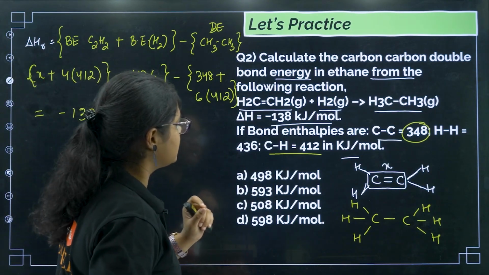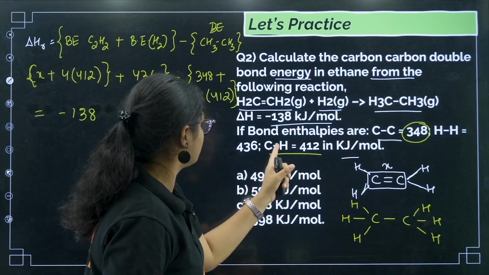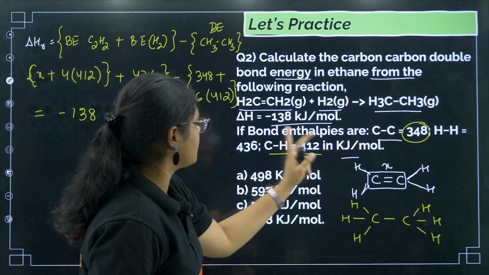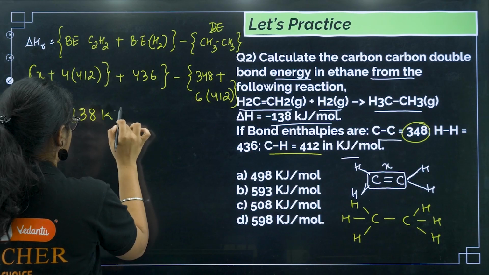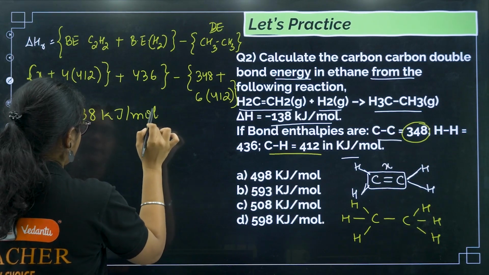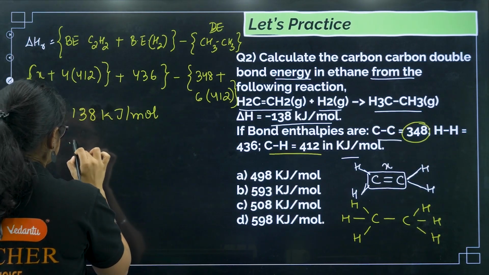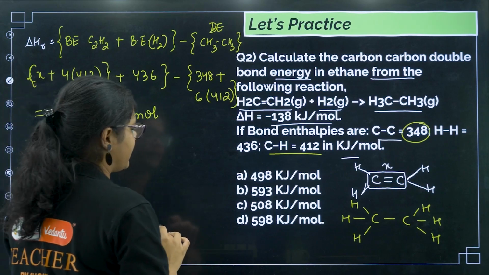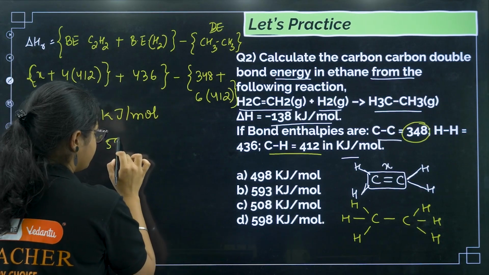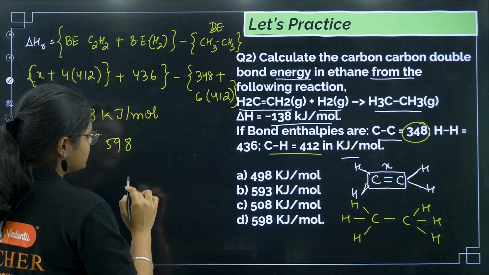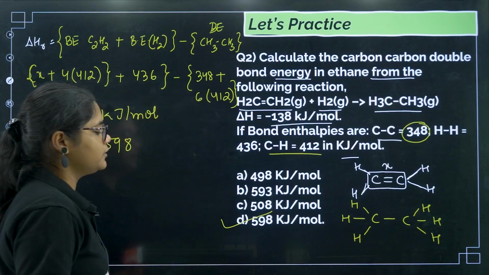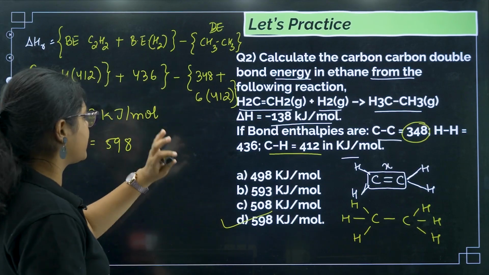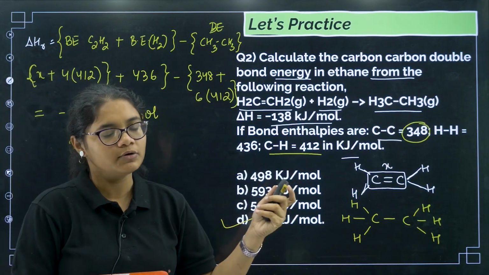Now here you have to see the units, all are in kilojoule per mole, right? The bond enthalpies are also kilojoule per mole, so there is no problem, we can put kilojoule per mole. Okay, so now if you solve this, you will be getting the X value as somewhere 598. Okay, so the correct answer for this question will be option number D. Okay, you can check the calculation, but this is just the method how to solve it.